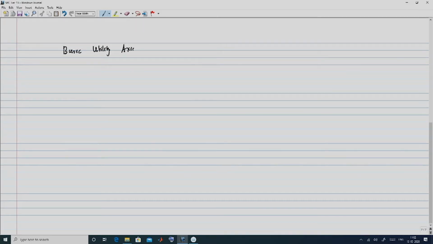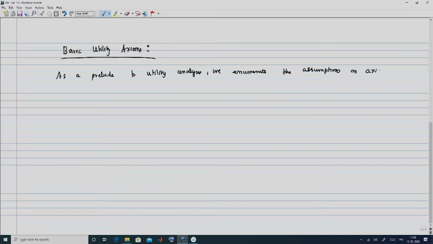Okay. So, now we begin with the basic utility axioms. This is going to be a fairly elaborate discussion. As a prelude or preliminary discussion, for the utility analysis, we enumerate below the assumptions or axioms.